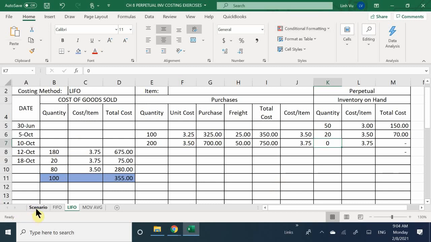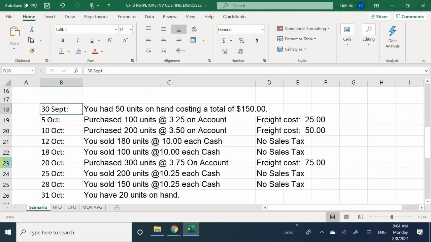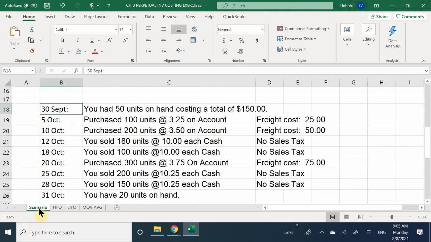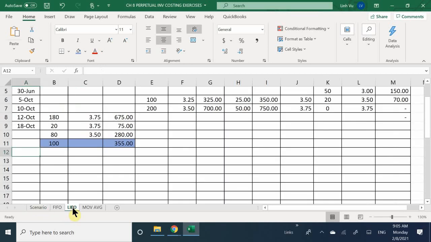All right. What has happened next? We purchased 300 units at 3.75 with freight cost of 75. Perfect. So we actually ended up making another purchase. What was the date? October 20th. 300 units at $3.75 each with a freight of 75.